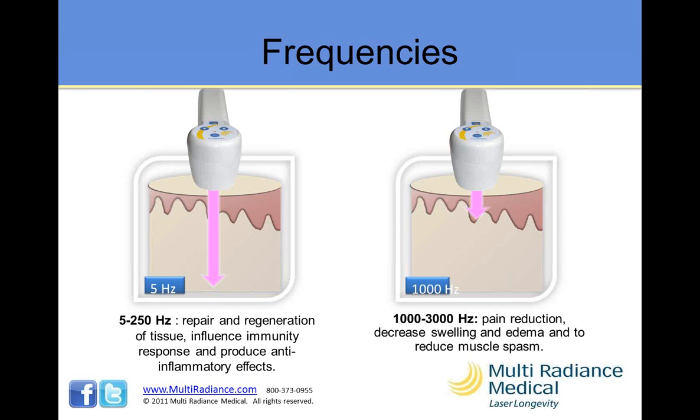The 1,000 to 3,000 hertz range is where we're going to start to see our pain reduction, decrease in swelling, edema, and reduced spasm. So we're going to be able to use different frequencies of the laser based on the therapeutic effect that we're trying to create. And again, we need to decide what exactly are we doing with the laser. Are we trying to decrease pain, or are we trying to promote healing? And if we try to answer those questions based on the different time periods in our rehabilitation, we'll be able to make a better clinical decision on which frequency to choose.